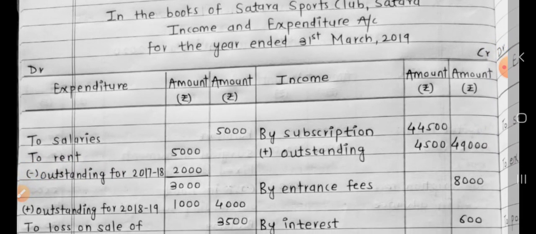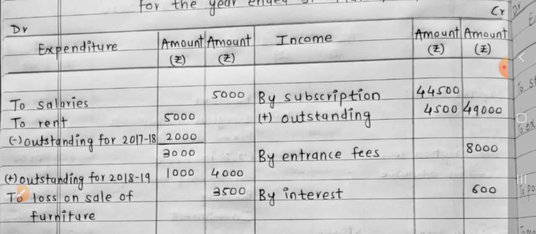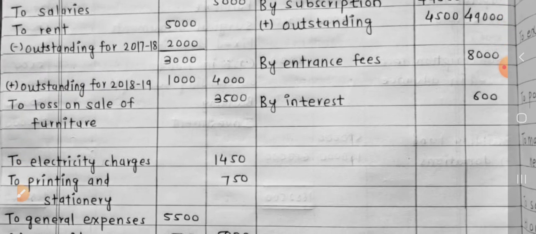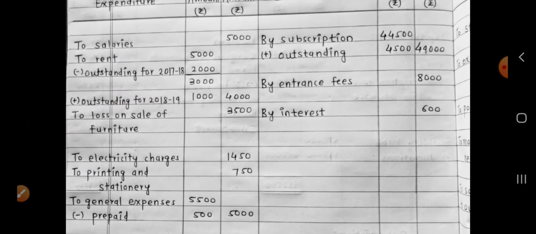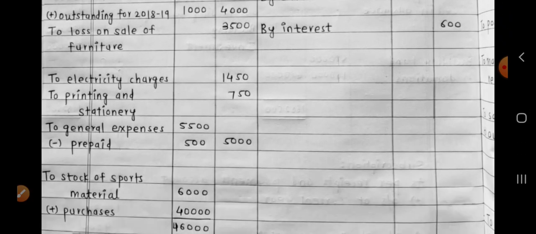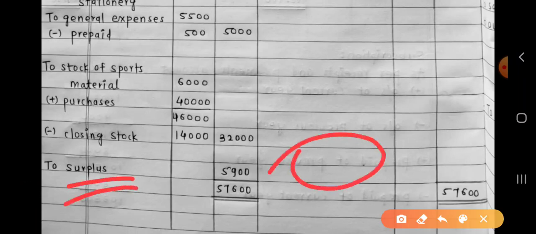Look at the income side. 44,500 was the subscription received for this year, and plus outstanding for this year 4,500. Total subscription for this year is now 49,000. Entrance fees, income and interest, that is also an item of income of this concern. By that way, when we compare the two sides of this account, we come to know that income is greater than expenditure by rupees 5,900. And this excess of income over expenditure is called surplus. We are happy here.